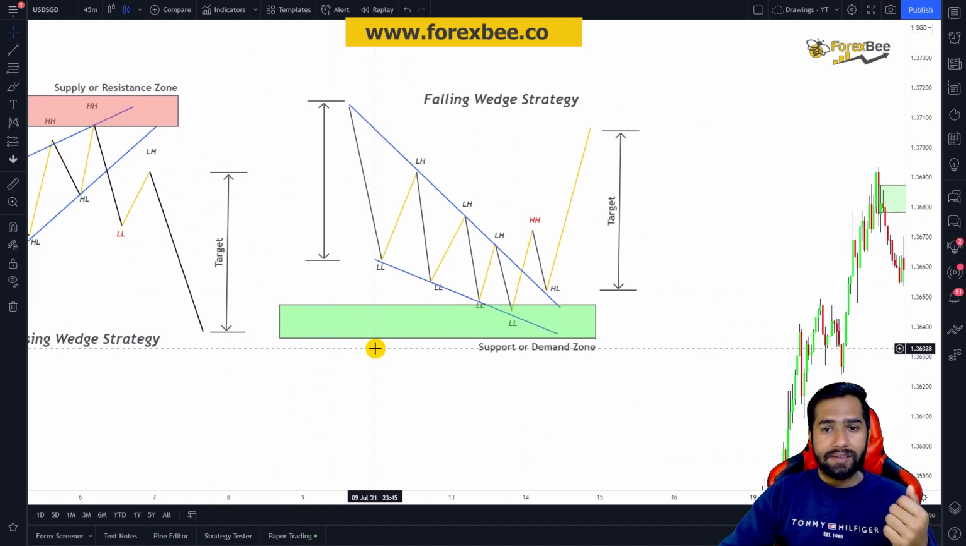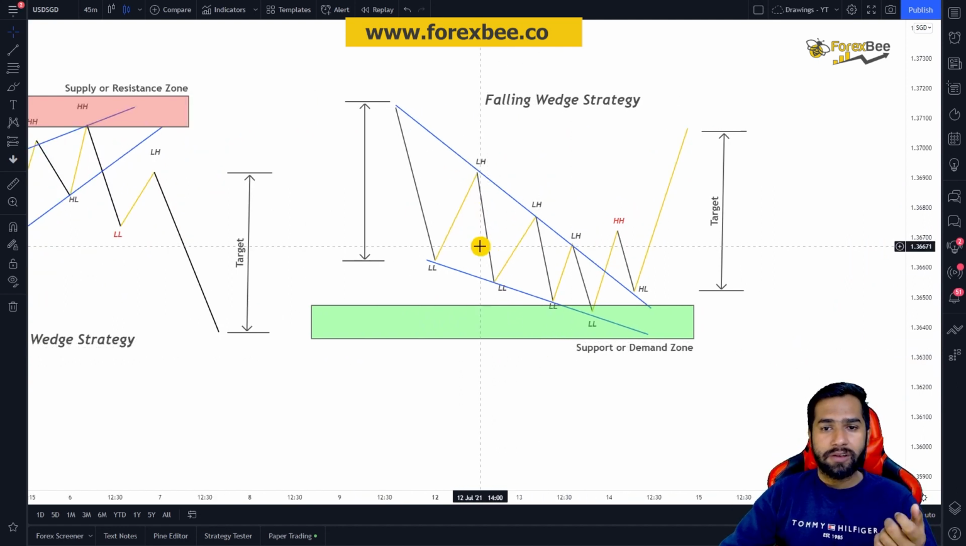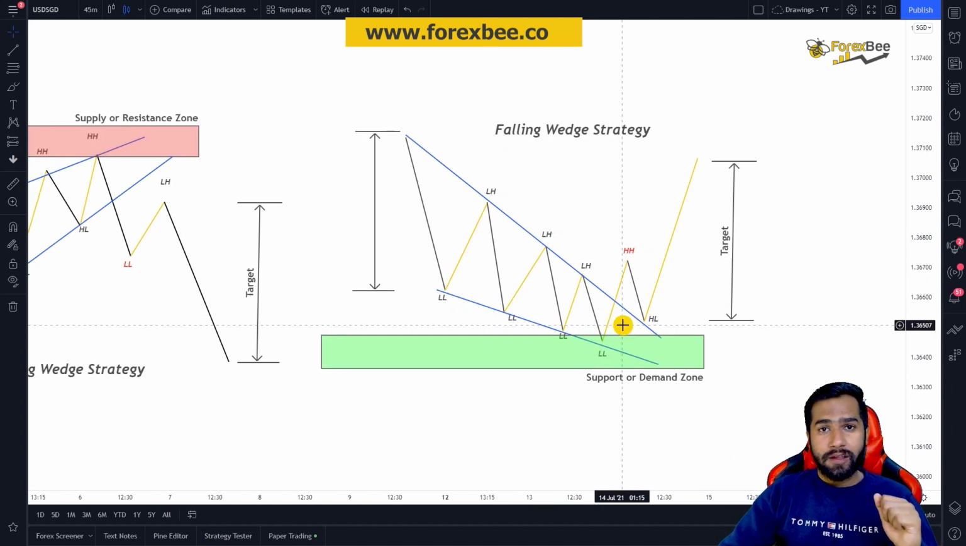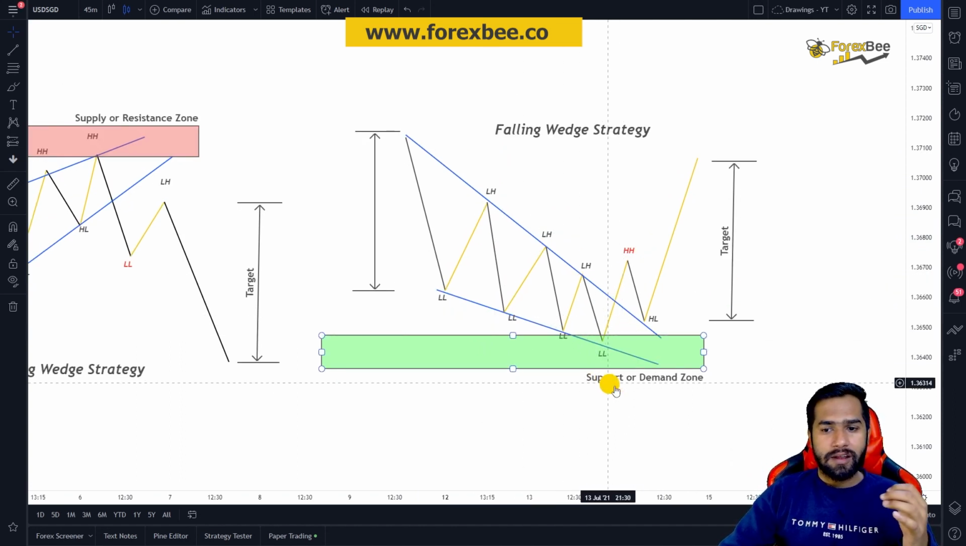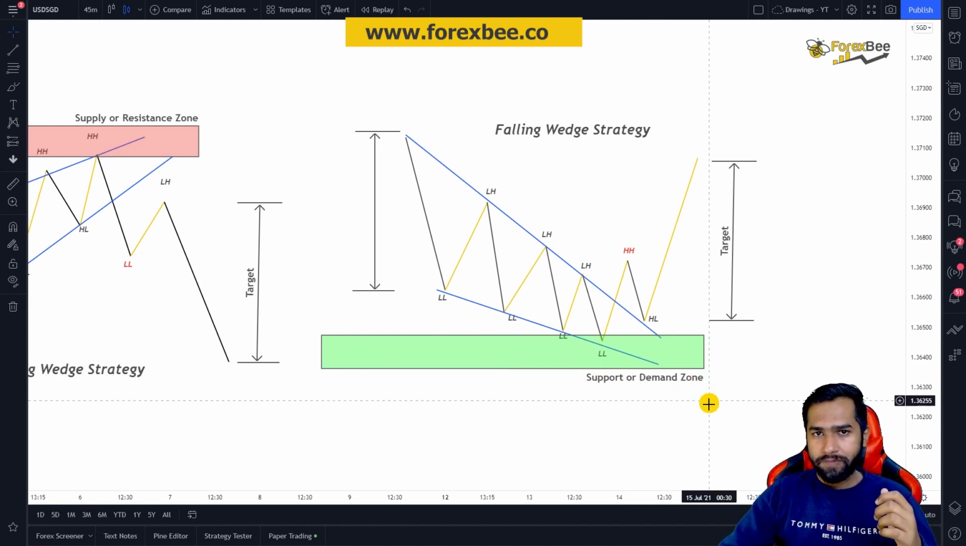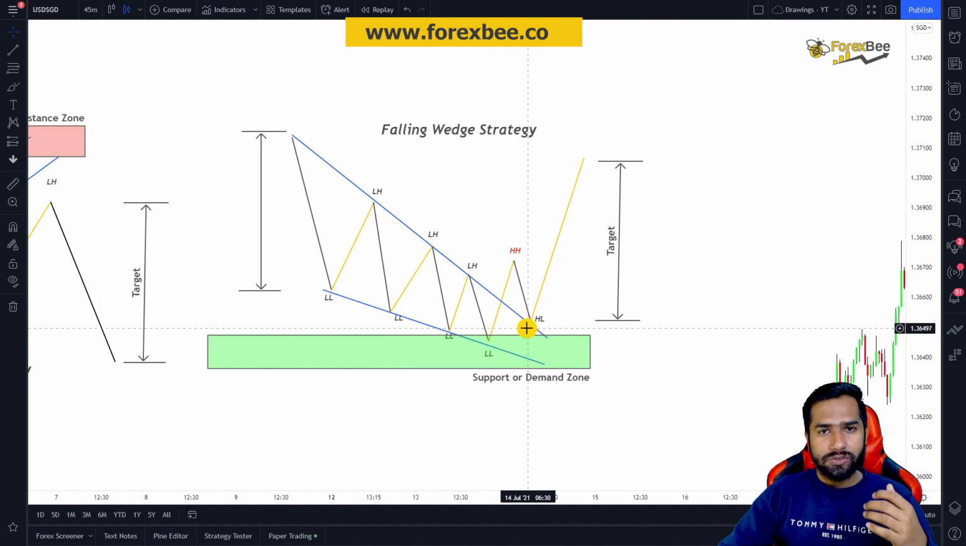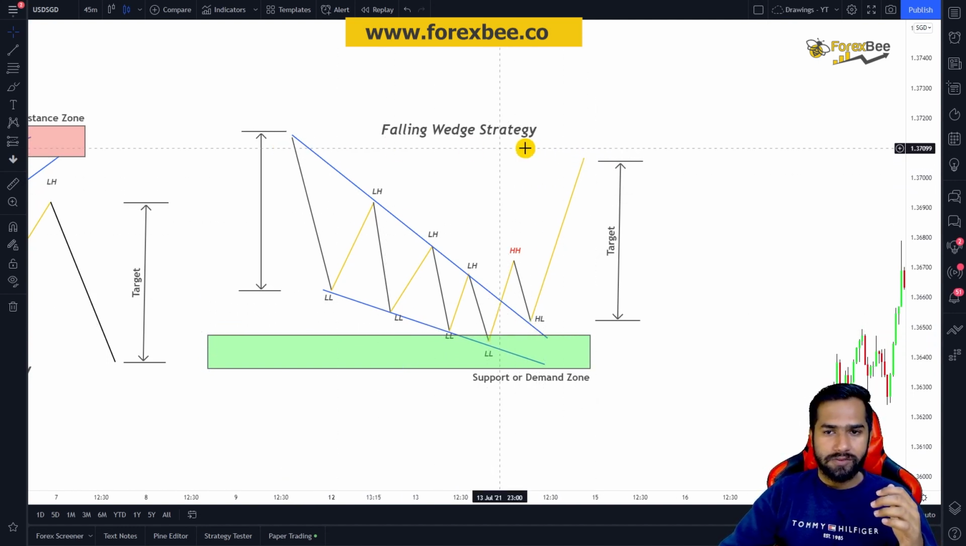In the case of the falling wedge pattern, the market structure should be making continuous lower highs and lower lows, and after that you should also look for a confluence, which can be either a support or demand zone. And once you have detected that as well, you should be good to take the long position, and your target would be the origin of this falling wedge.